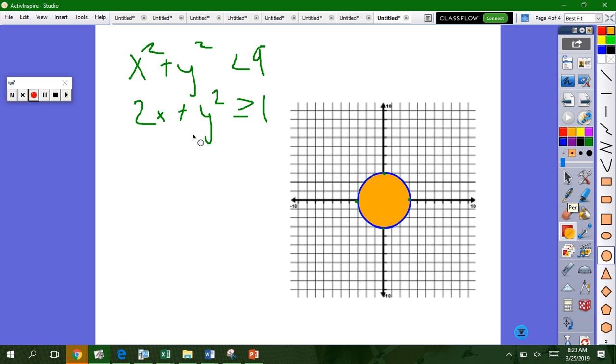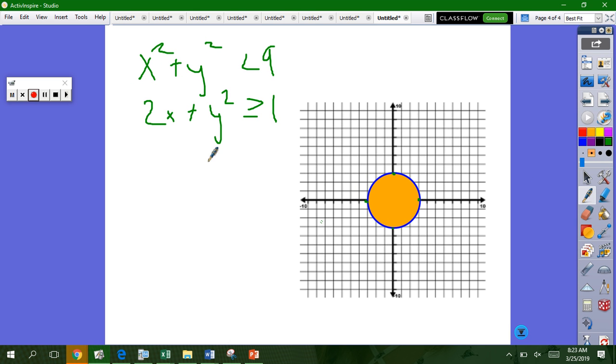Okay, so now this guy, if you guys will recall, is y squared is greater than or equal to negative 2x plus 1. Let's get rid of that. You always want to solve for the thing that's not squared. So therefore, I'm going to have y squared minus 1 divided by negative 2 is less than or equal to x. I just solved for x here.